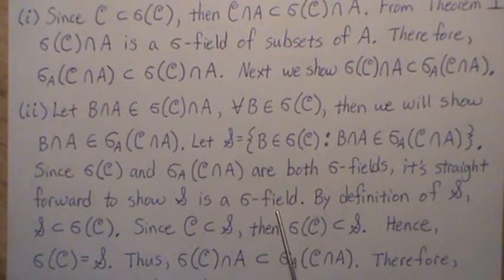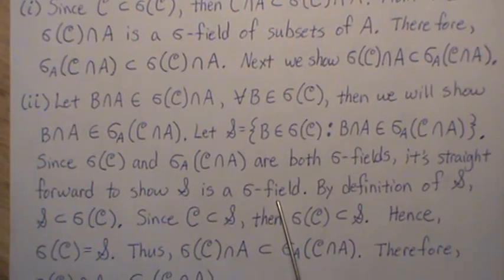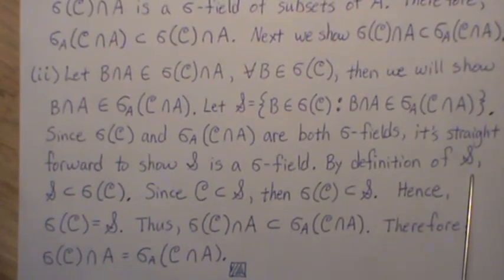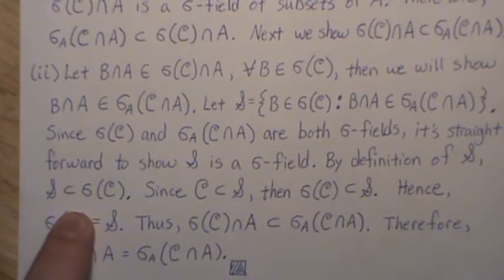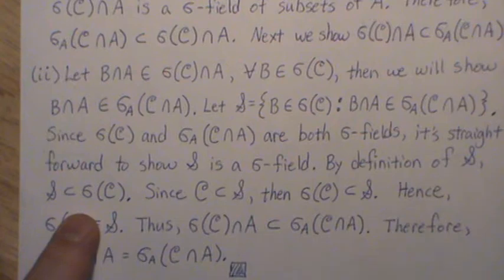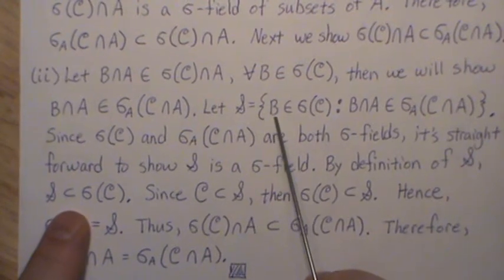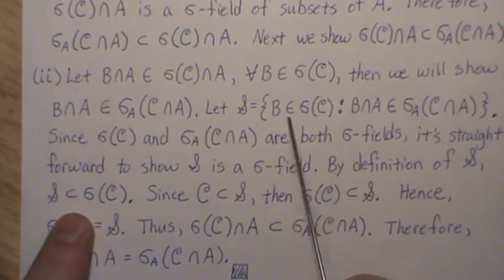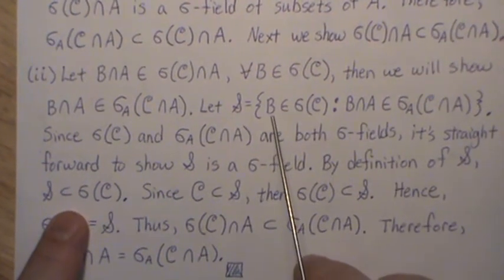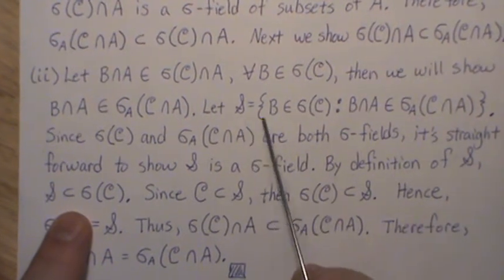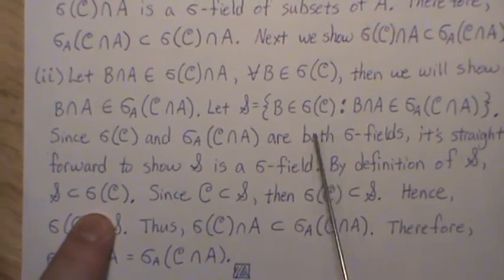But since both of these are sigma fields, it's actually quite straightforward to show that S is a sigma field. And you do that by showing the 3 steps: that A has to be in it, it has to be closed under complementation, and the infinite unions have to be a part of it. It's really straightforward. But by definition of S, we know S is a subset of the sigma field generated from the class C. And the reason this is true is, remember, we're taking all the sets that are here, and they might not meet this condition, right? So not all elements B of this may make it. So S has to be a subset of this sigma field.